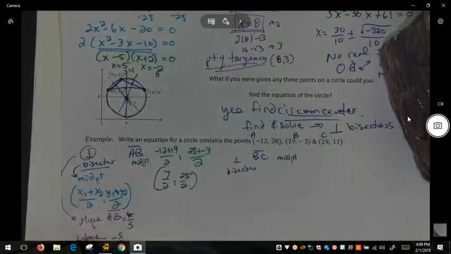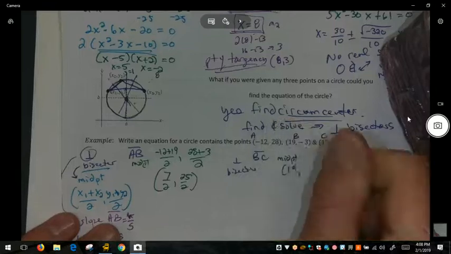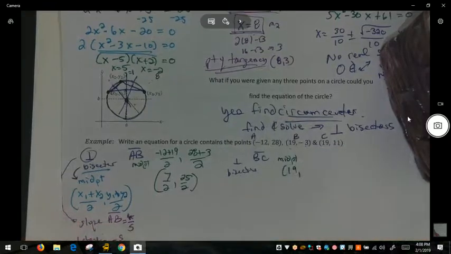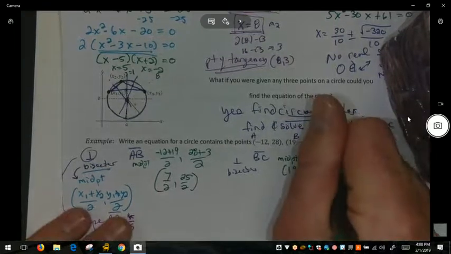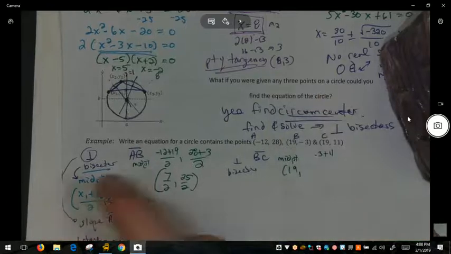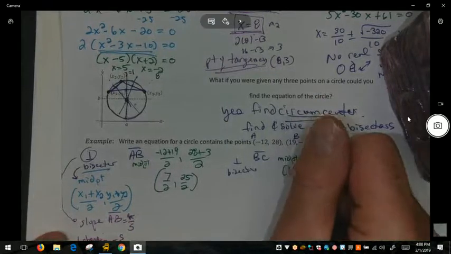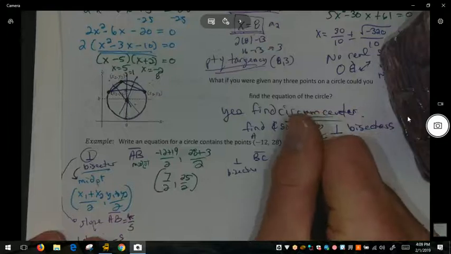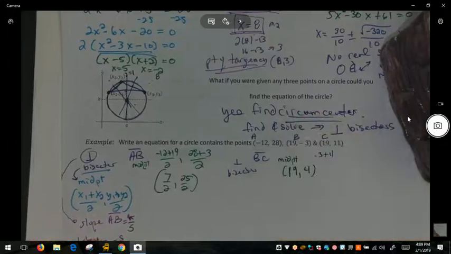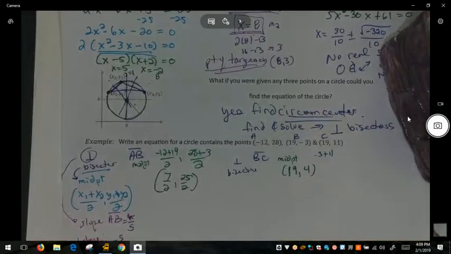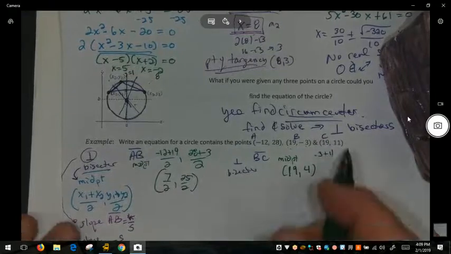And then for BC, the midpoint would be 19 plus 19 over 2, which is going to be 19. Negative 3 plus 11 is going to be 8 over 2, which is going to be 4. So following the formula, I added the x's and divided by 2, added the y's and divided by 2. I'm averaging the x's and averaging the y's. I now have the midpoint.